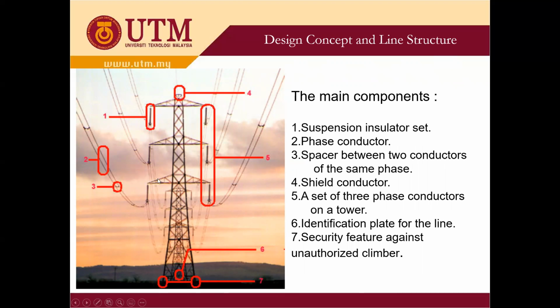The third is the spacer. This is just a spacer to avoid the transmission lines touching each other. And I remind you that the conductor is a bare conductor, there is no insulation, so it is important to make sure there is no touching between the cables. The fourth element is the shield conductor. The fifth element is a set of three-phase conductors on a tower, which are phase A, phase B, and phase C. The sixth is the identification plate for the line. And the seventh is the security feature against unauthorized climbers.